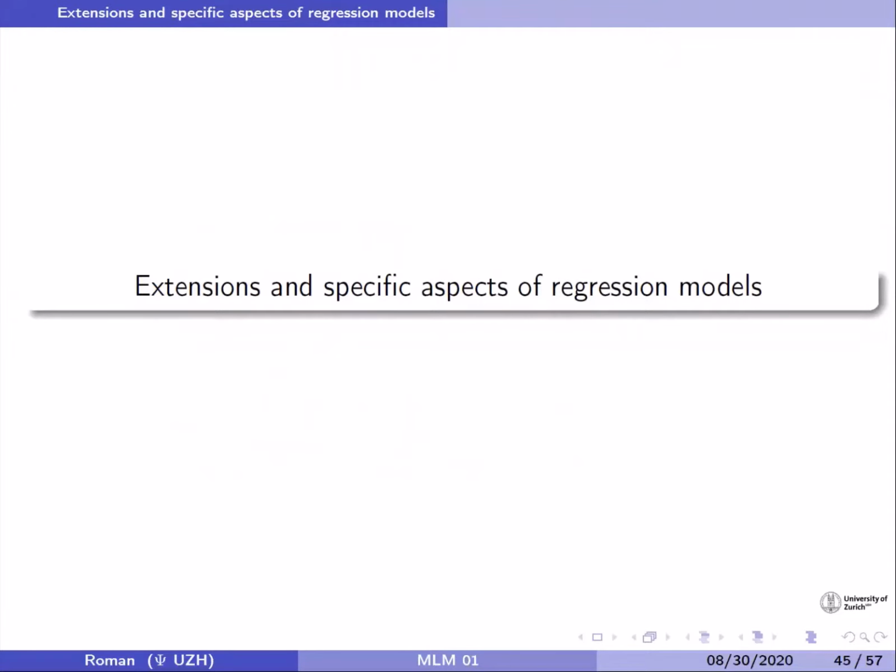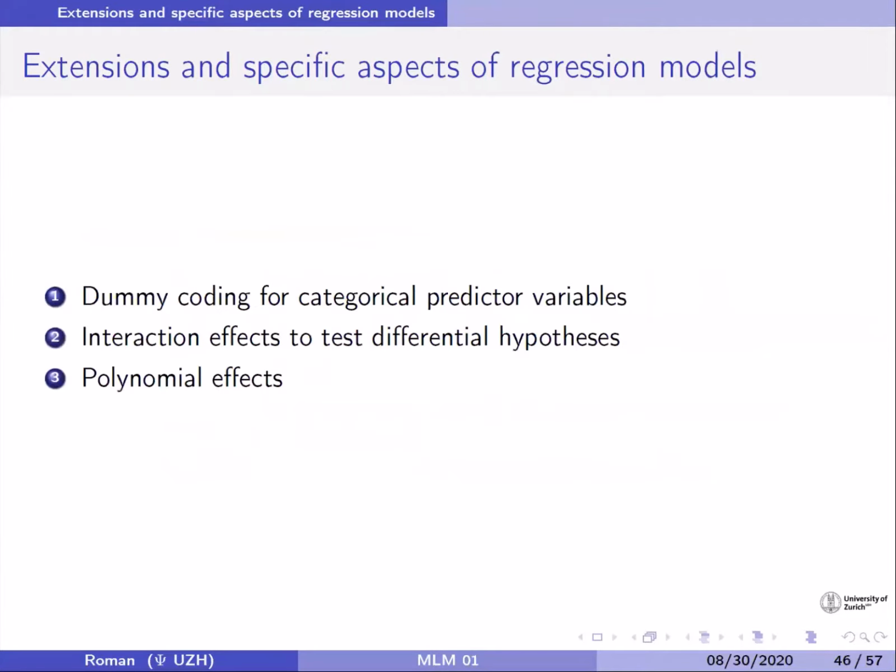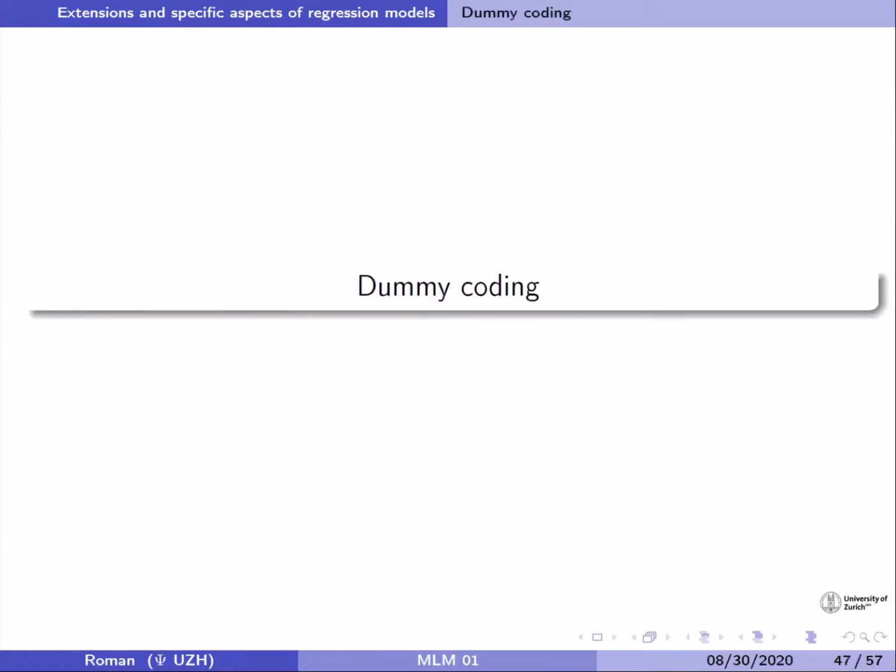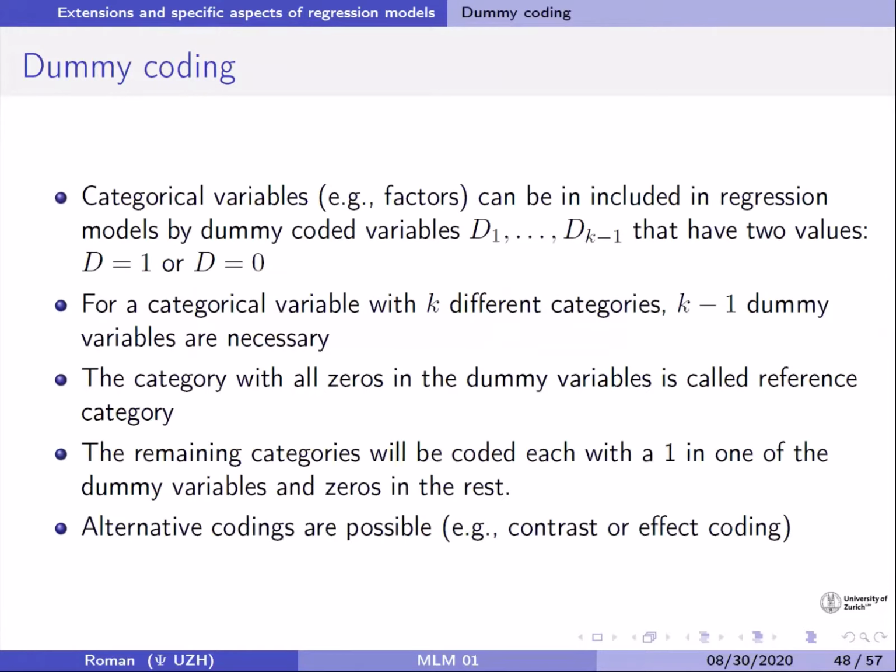So let's take a look at extensions of regression to some specific things here. We can use categorical predictors in regression via dummy coding. We can use product terms via interaction effects and polynomial effects for curvilinear regression modeling. Let's start with categorical effects. I will refer to these as factors. Categorical variables such as factors can be included in regression models by dummy coding them.